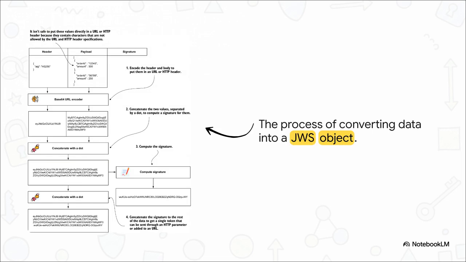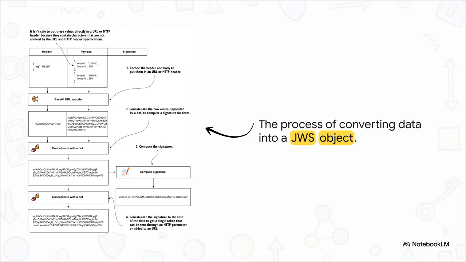So, how do we actually create one of these things in the real world? JWS objects are typically sent in HTTP headers or URLs, and we all know those are incredibly picky about allowed characters. To safely travel through these channels, we take our JSON header and payload and encode both of them using base64 URL encoding. Then we simply concatenate them together with a dot.